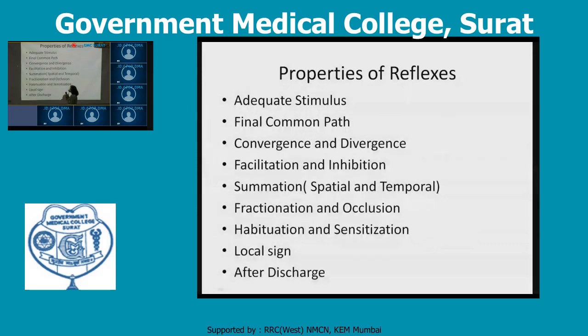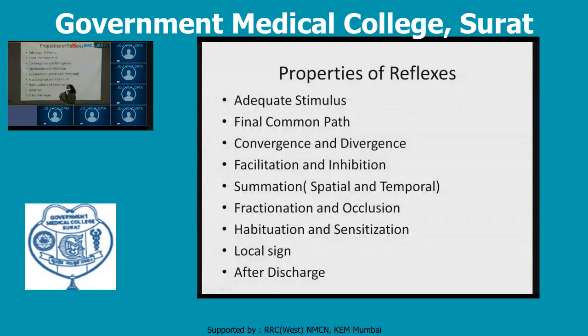Now, next is convergence and divergence. In the withdrawal reflex, we have seen that there is a divergence of the afferent output. That is, a single afferent output goes to multiple other interneurons. But sometimes, to make the stimulus output strong, there are multiple afferent neurons, and they converge on a single efferent neuron, and that is known as convergence.